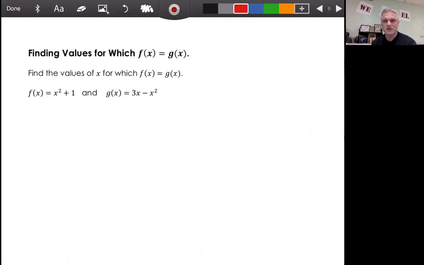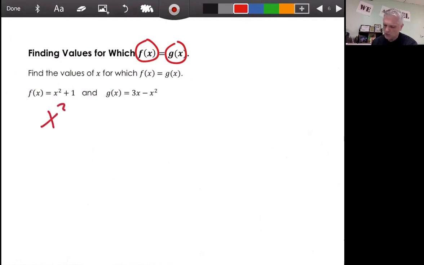Last section. Okay. Again, don't make this difficult. When is this thing equal to this thing? Well, when you write it out and you solve it. So f of x is here. g of x is here. Okay, when are they equal? Well, let's set them equal and find out.